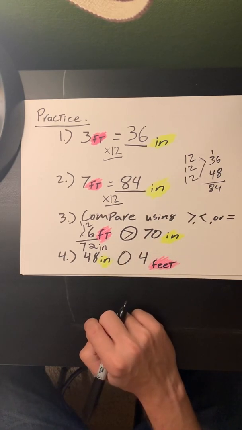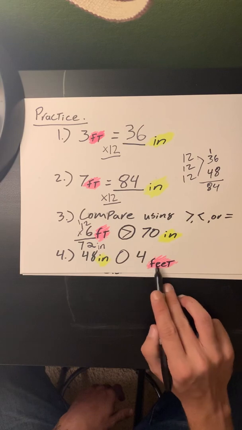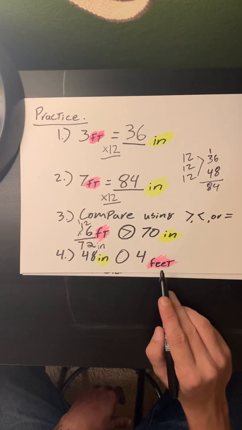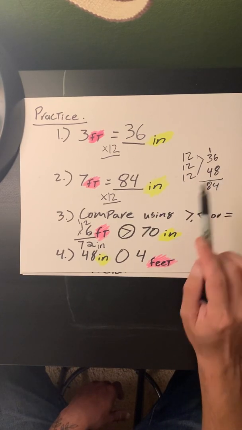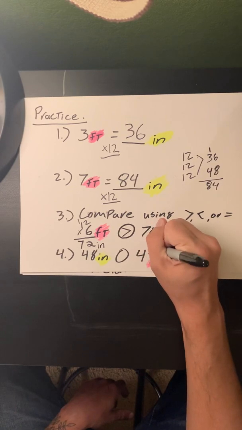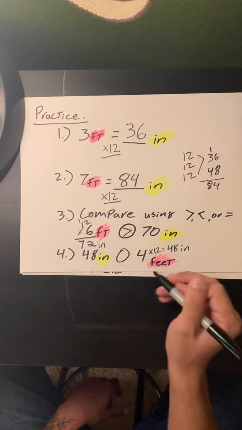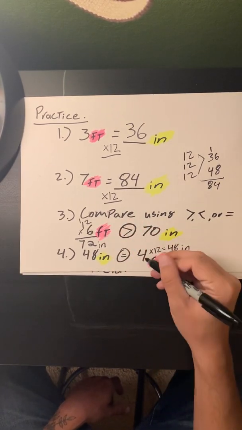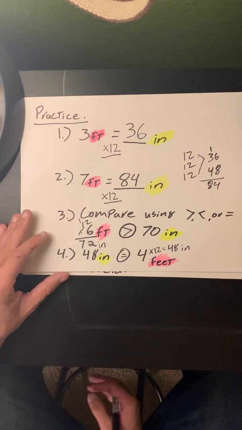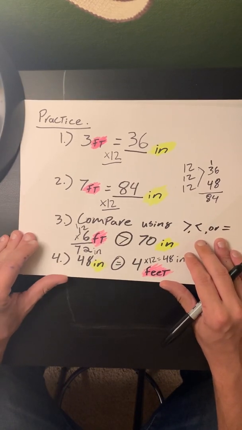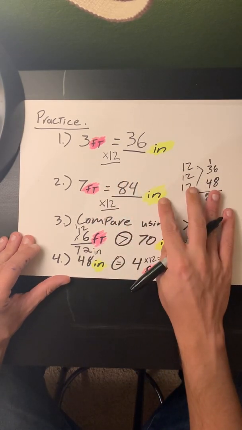Okay, problem number 4, another comparison using greater than, less than, or equal to. I have 48 inches and 4 feet. Well, earlier I already established that 4 feet is equal to 48 inches. So 4 times 12 is 48 inches. So 48 inches is equal to 4 feet. Okay, so when you get to your end of practice problems, you will have to do some conversion and some comparisons from feet to inches.